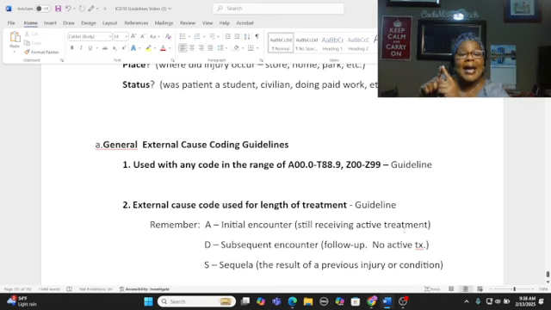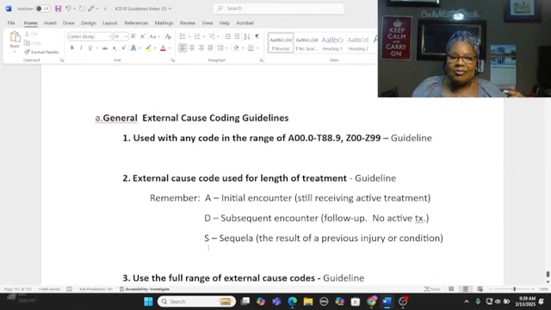It's an A. That's initial. You're still receiving active treatment. It becomes a D for subsequent encounter when it's follow-up. There is no active treatment. And S is the sequela. We identify the late effect, something previously occurred, and now today you have. Well, sequela is the result of a previous injury or condition. So those are your 7th characters, A, D, and S. So let's go to the guidelines on number 2.